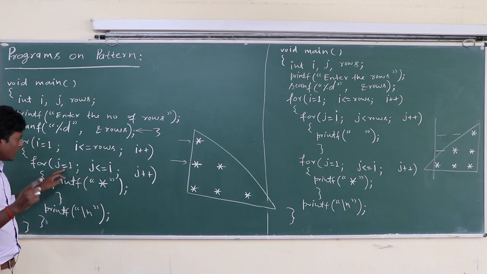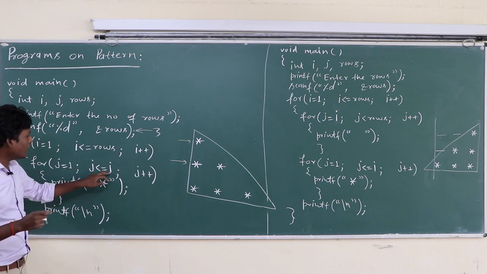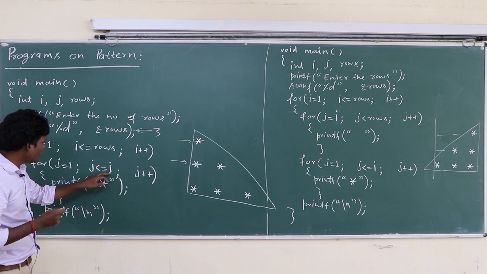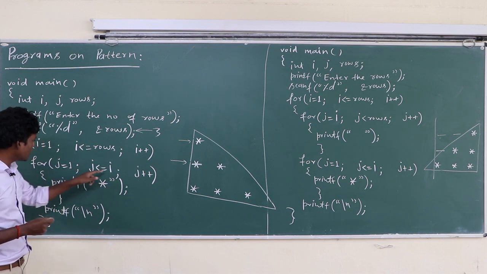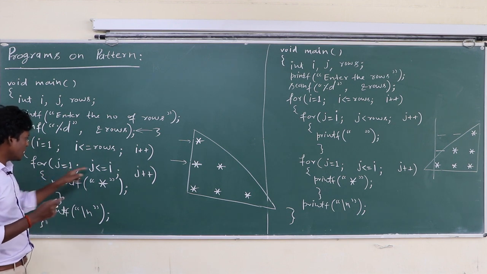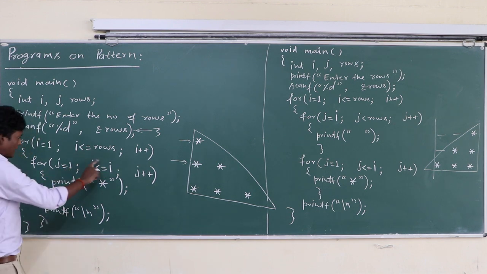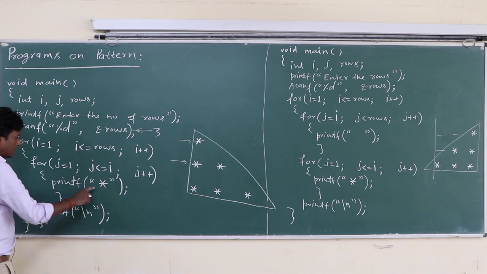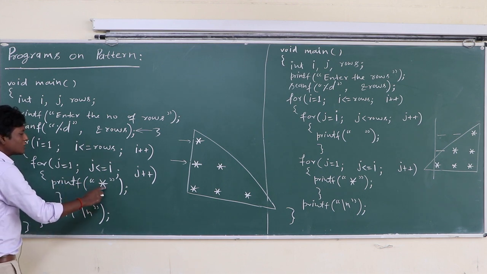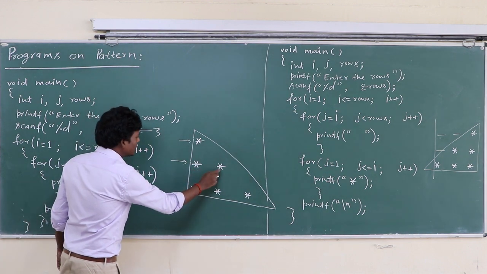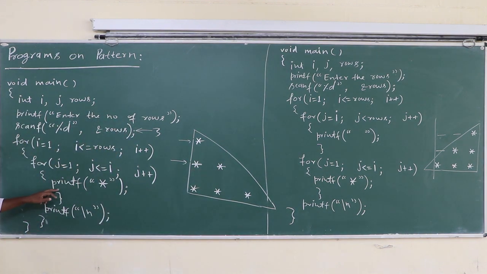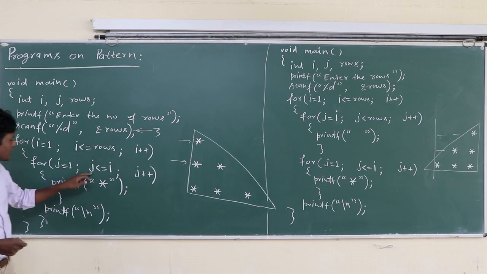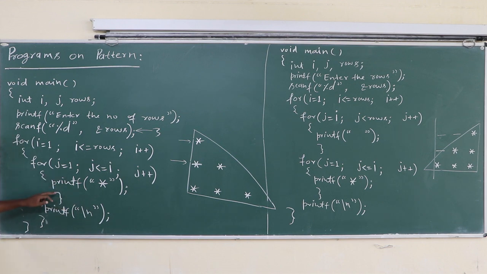Once again j has value 1, j is less than or equal to i. Now i has value 2. So this loop executes 2 times, for j equal to 1 and j equal to 2. So this loop executes 2 times now, and this printf prints this asterisk 2 times. So an asterisk is printed here, an asterisk is printed here. Okay class, now j plus plus works here, j becomes 3 now. Is 3 less than or equal to 2? No, control exits from this loop.